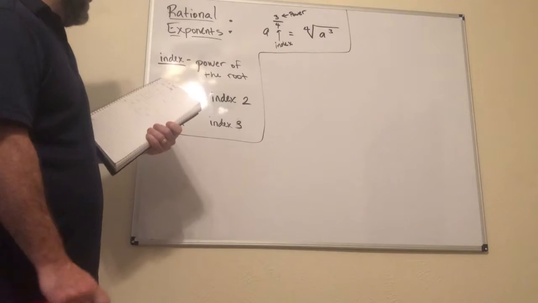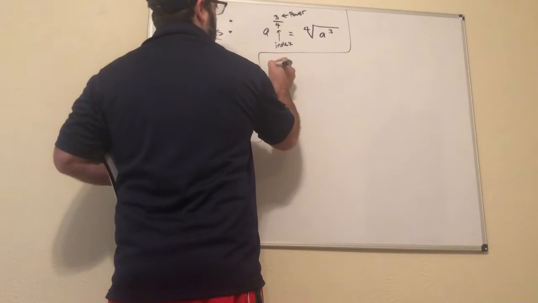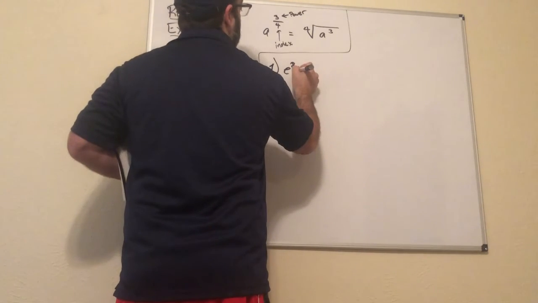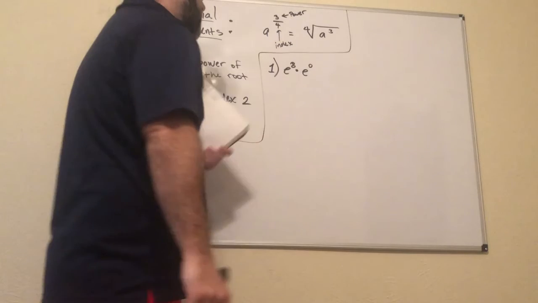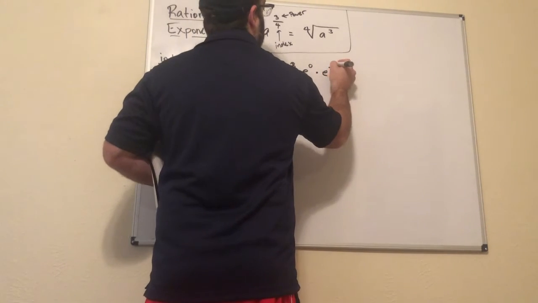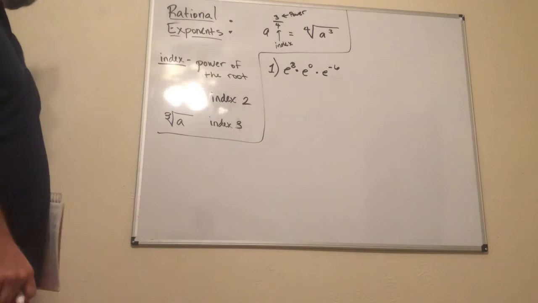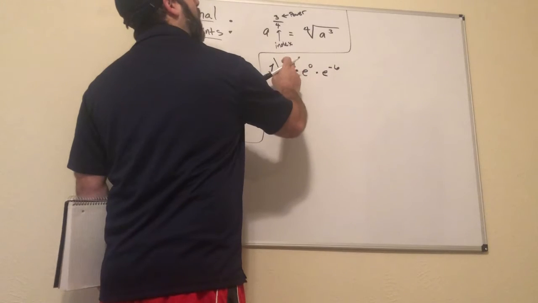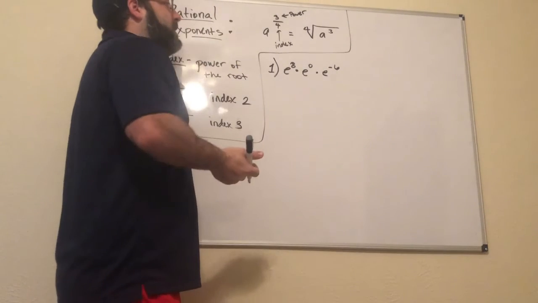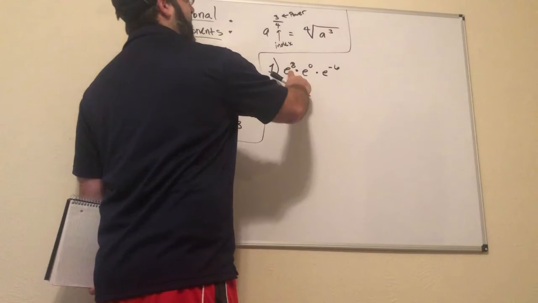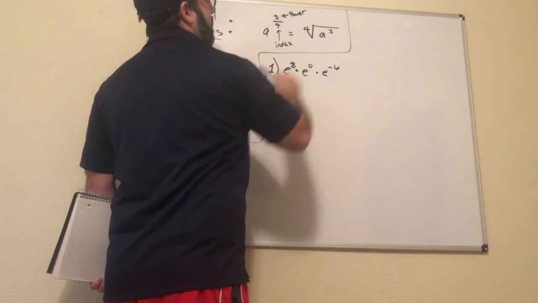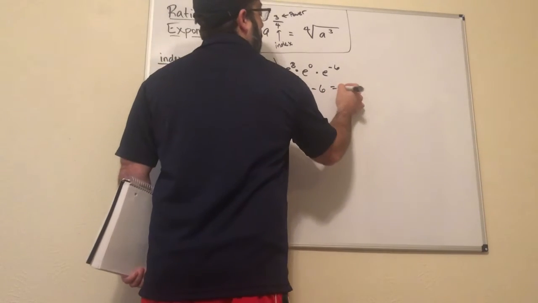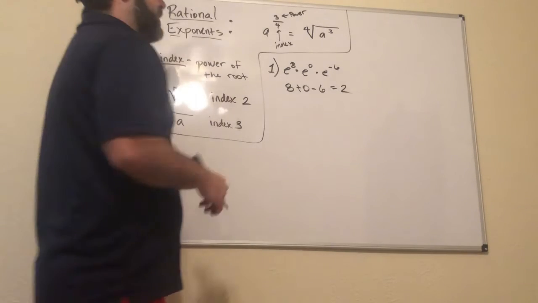All right, so our first problem that I wanted to talk about was e to the 8 times e to the 0 times e to the -6. So this guy should just be really easy. We have all the same bases. Since we have all the same bases, our exponents should add. And so essentially we would get e to the 8 plus 0 minus 6. So 8 plus 0 minus 6 equals 2. And so we will get e squared.